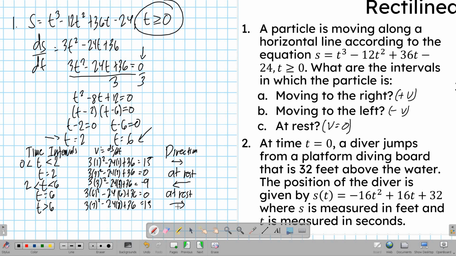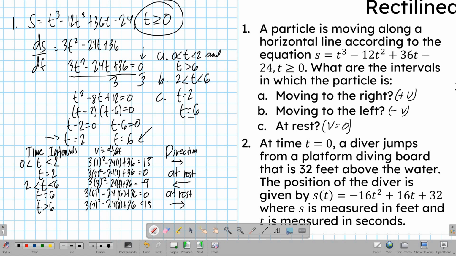Just to summarize and answer A, B, C: at what intervals does the particle move to the right? That would be the intervals t greater than 0 and less than 2 time units, and t greater than 6. It moves only to the left during the time interval t between 2 and 6. And it will be at rest at t equal to 2 and t equal to 6.